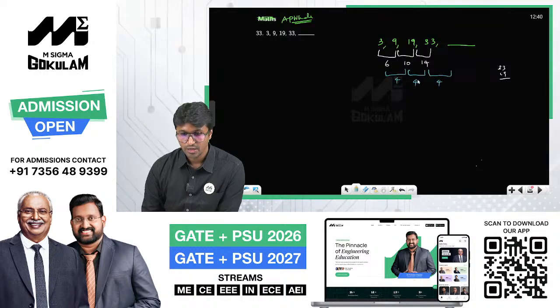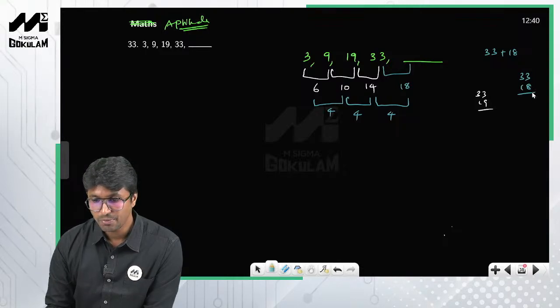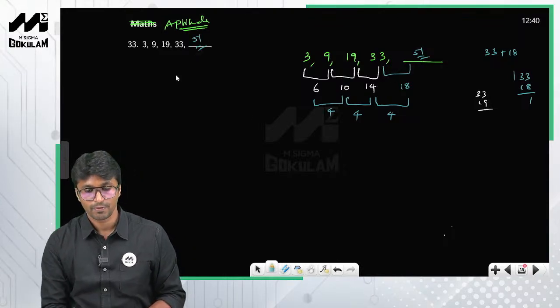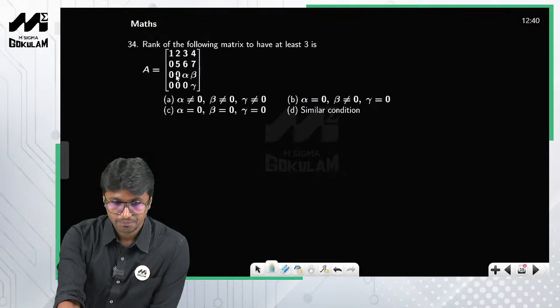So 4 greater than 14 should be 18. So the difference between this missing number and 33 should be 18. Therefore the next number should be 33 plus 18. 33 plus 18, 8 plus 3 is 11, so this is 51. So the missing number is 51. Now let us move on to the next question.